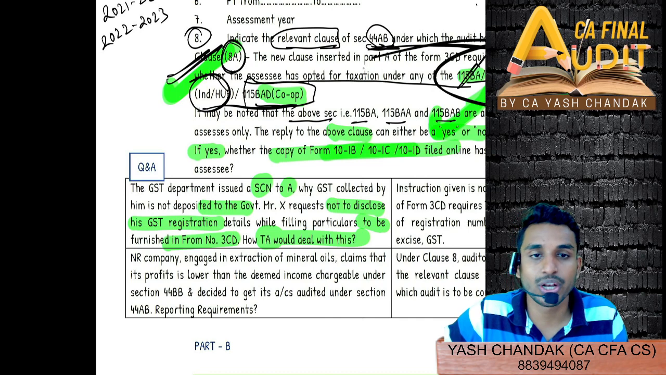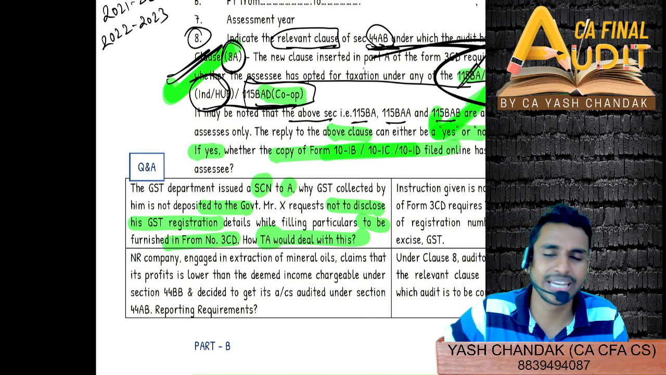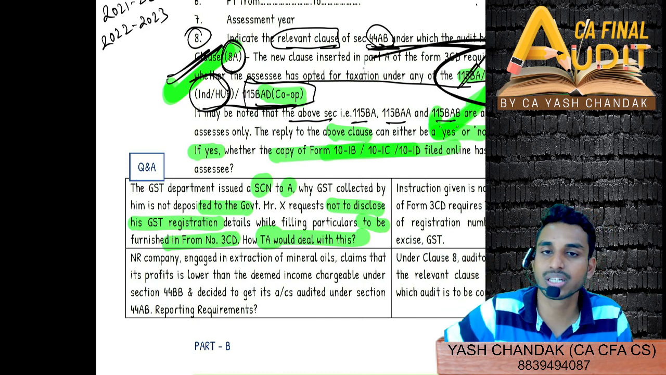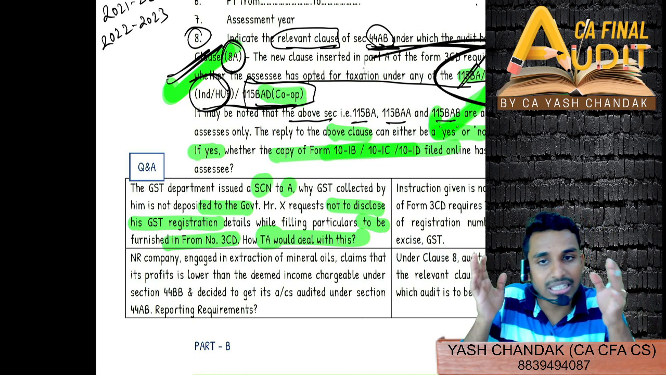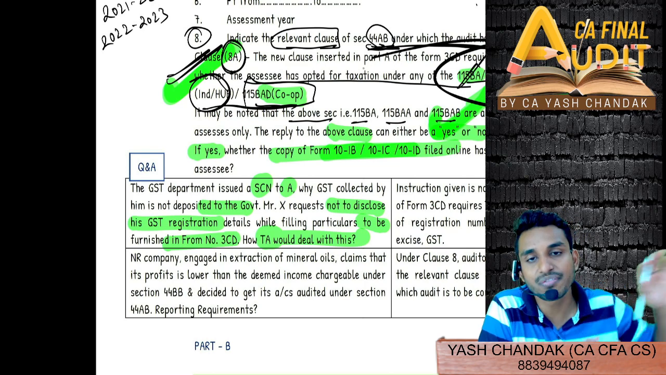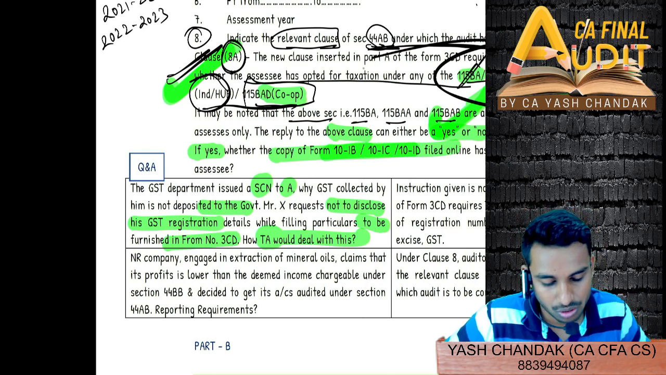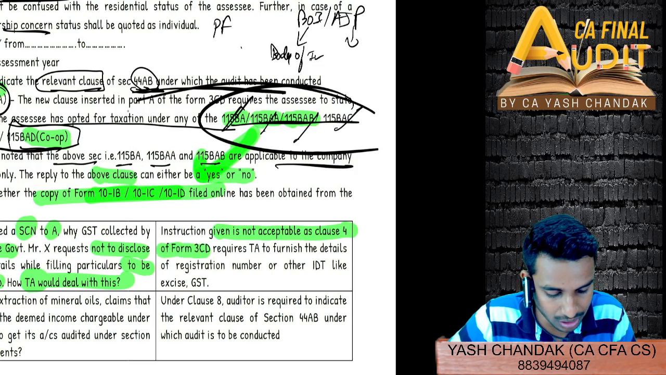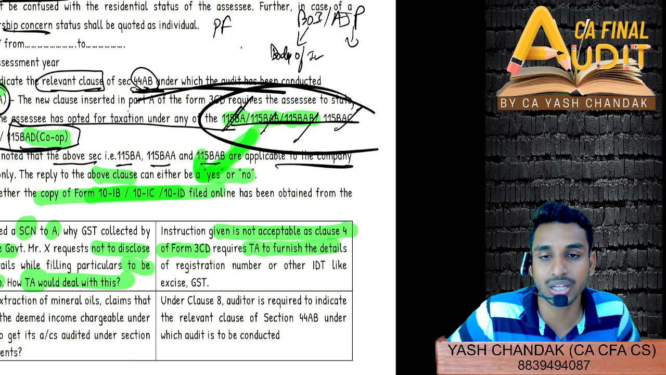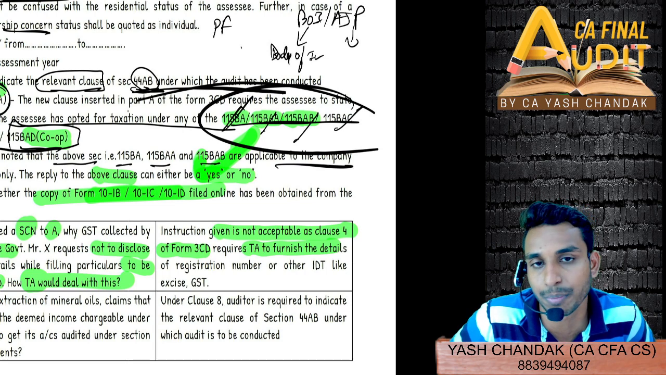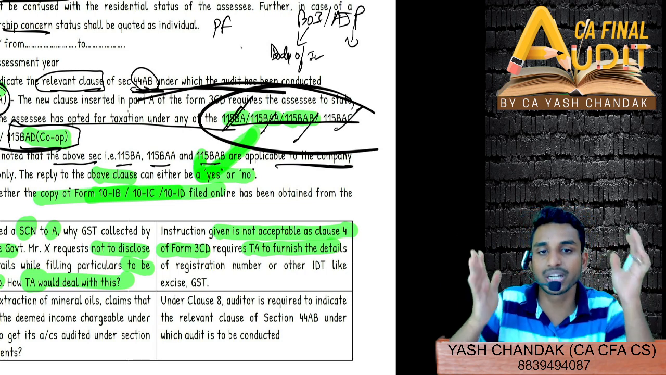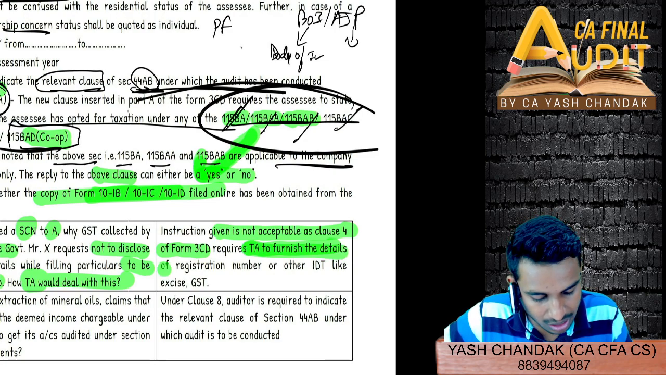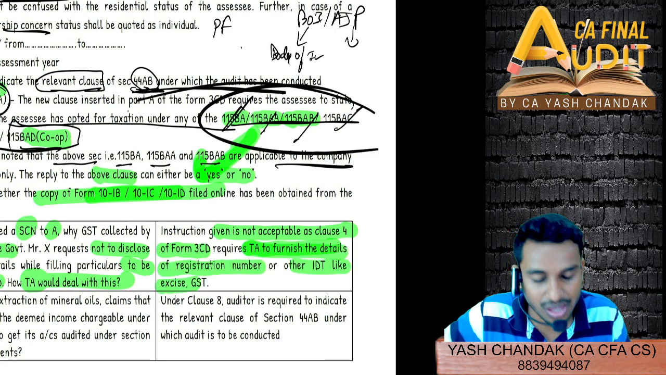Whether the assessee is liable to pay any indirect taxes, including sales tax, service tax, GST, customs, etc., and if not, whether he has been allotted any registration number. If he has specified the registration number, you have to write all this. The instruction given is not acceptable, as clause 4 of Form 3CD requires it. On the right side I have written only the conclusion part. Of course, the provision part is also available with us, right? It requires the tax auditor to furnish the details of registration number or any other indirect tax like excise, GST, etc.